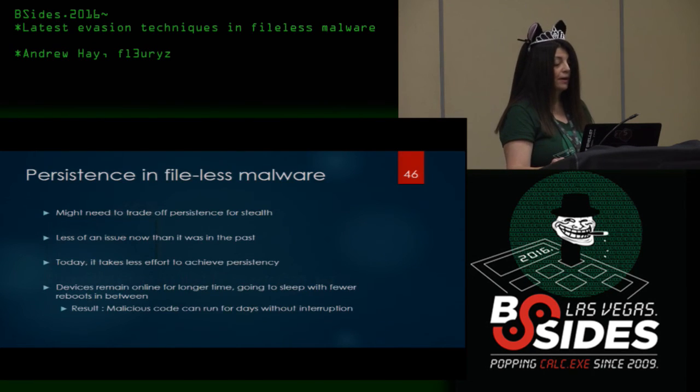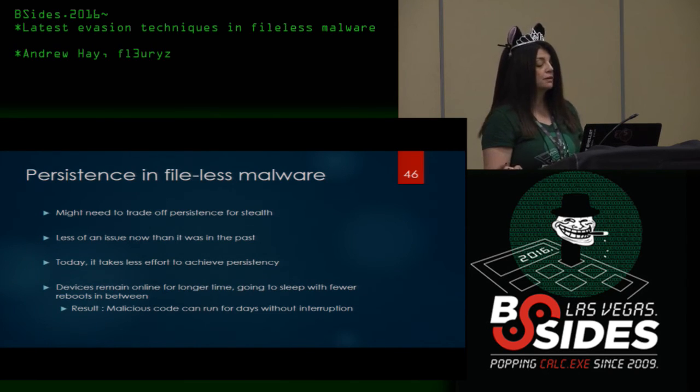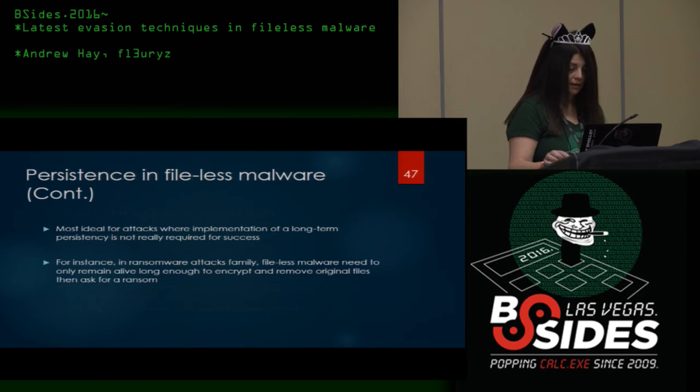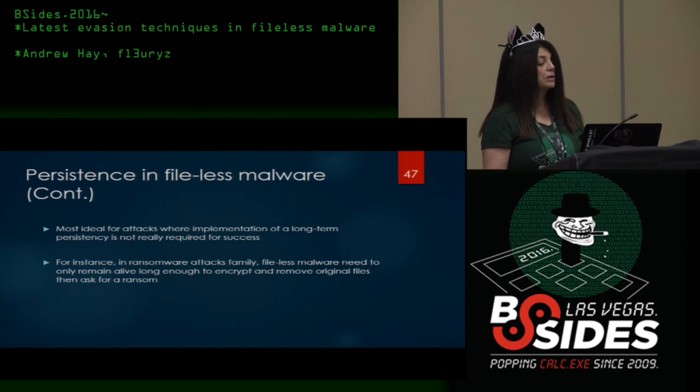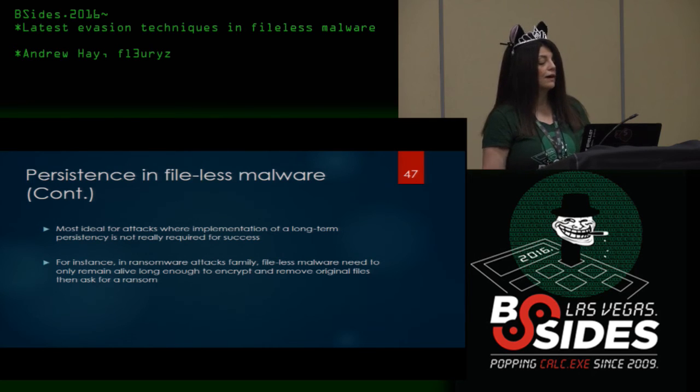So, the persistence in fileless malware. There's a consideration that we might need to trade off persistence for stealth because there's no trace in the file system. But it's less of an issue now than it was in the past, because it takes less effort to achieve persistence these days, as devices remain online for a longer time, going to sleep with fewer reboots in between. As a result, malicious code can run for days without interruption. And this is most ideal for attacks where long-term persistence is not really required for success. For instance, in the ransomware attack family, fileless malware only needs to remain alive long enough to encrypt and remove the original files, then ask for a ransom.